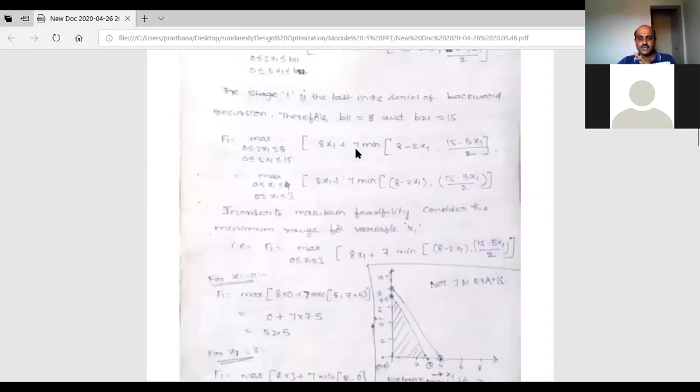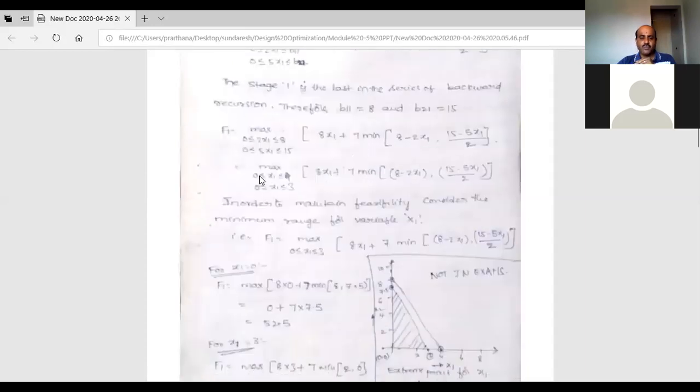So when you substitute that value, 2x1 is less than or equal to 8, or x1 is less than or equal to 4. Then 5x1 is less than or equal to 15, or x1 is less than or equal to 3. It is the same over here. So now in the expression we have substituted.